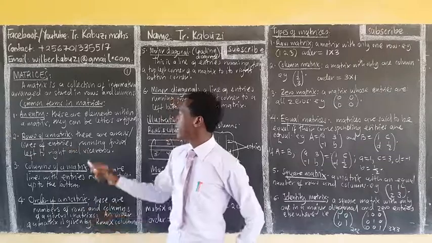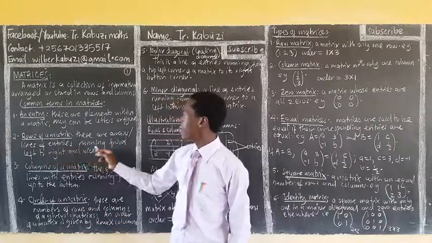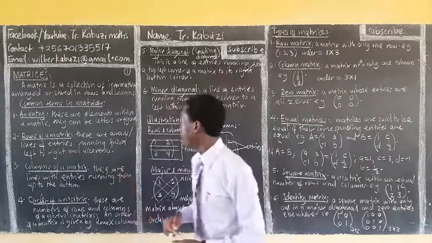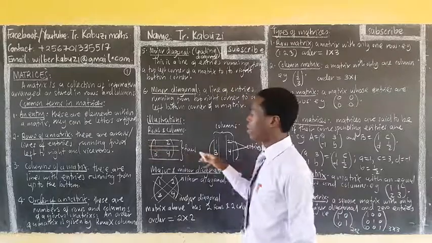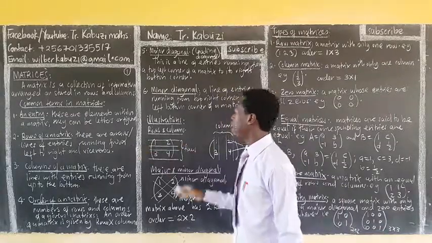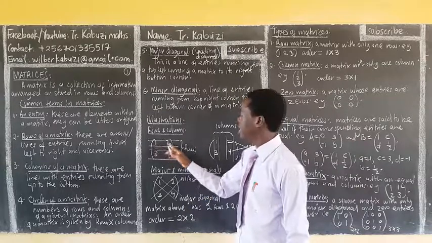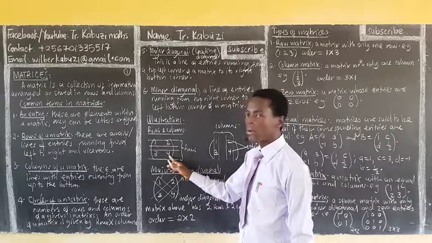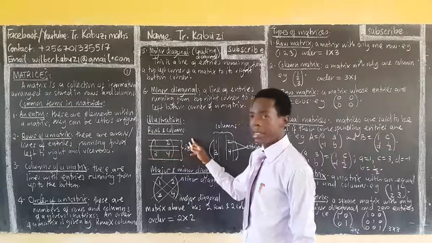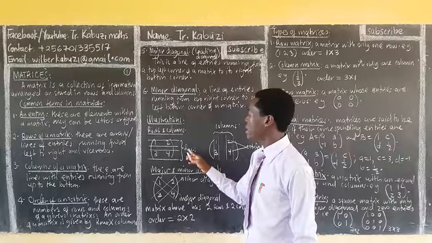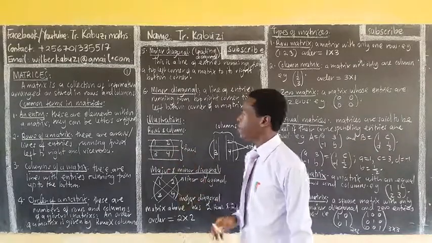Then row of a matrix. These are arrays or lines of entries running from left to right. I have an example here. You see this one is running from left to right. As long as you have that, you see the entries: this is an entry, this is an entry. So a line that contains these entries running from left to right is called a row. So two of these ones are rows.